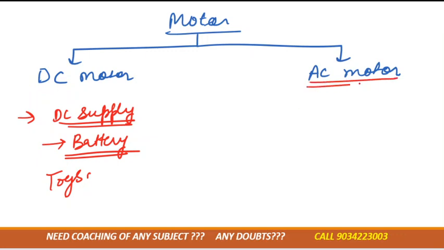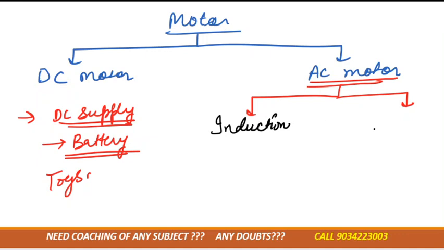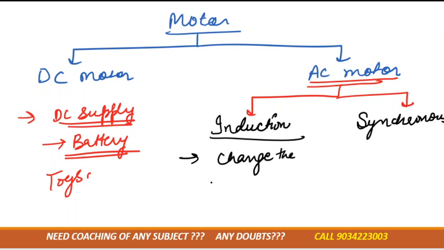Now the AC motor is further divided into two categories. What are those two categories? One is the induction motor, and the other is the synchronous motor. What is the difference between these two motors? In an induction motor, we can change the speed of the motor. Let me give you one example: you are using a fan, right? You can change the speed of the fan. That fan is a single phase induction motor.